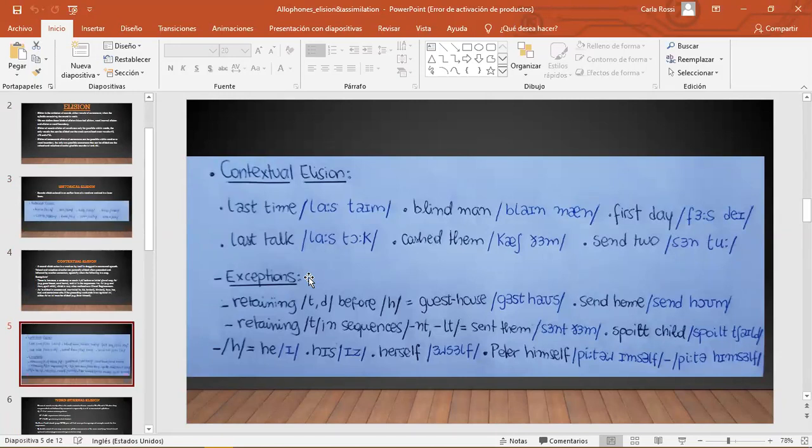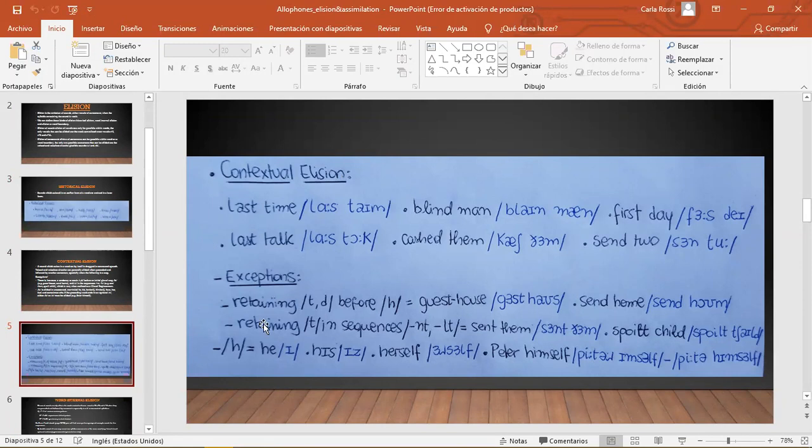Okay. The exceptions: the rule says that contextual elision is mainly for consonants, okay?